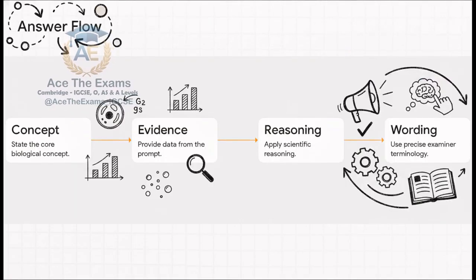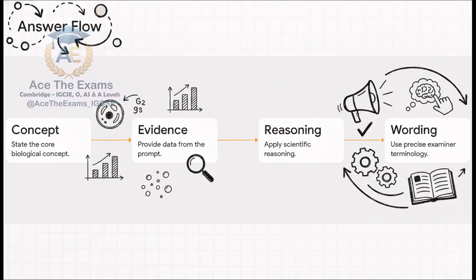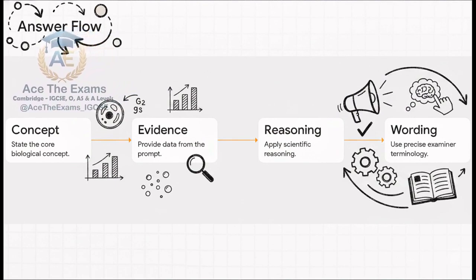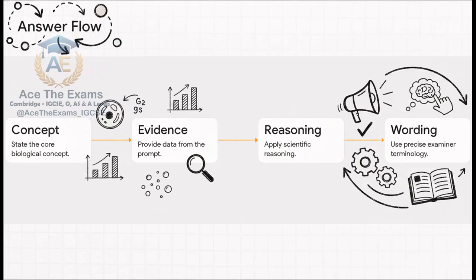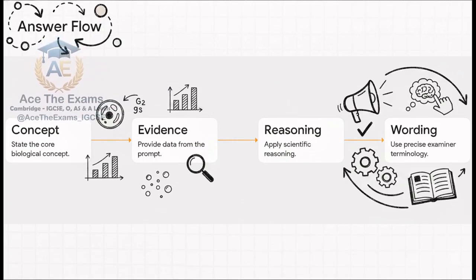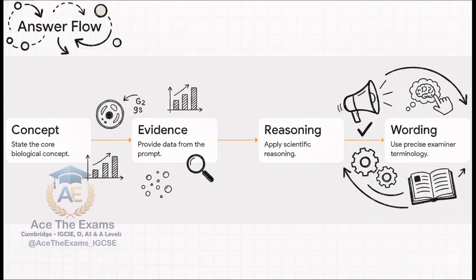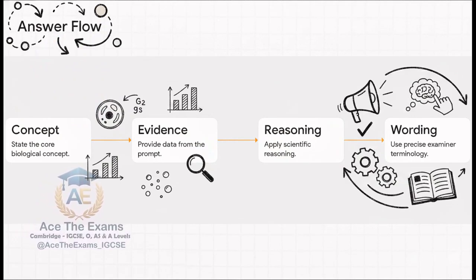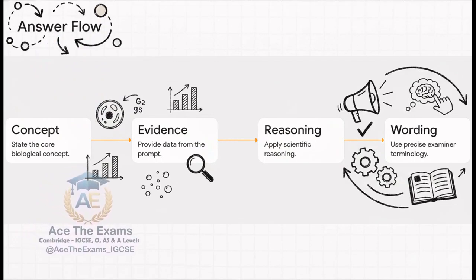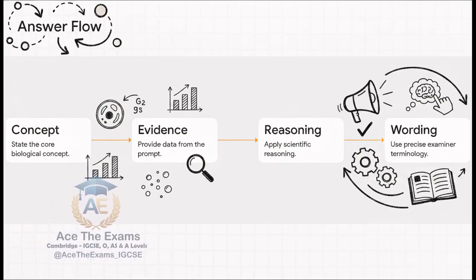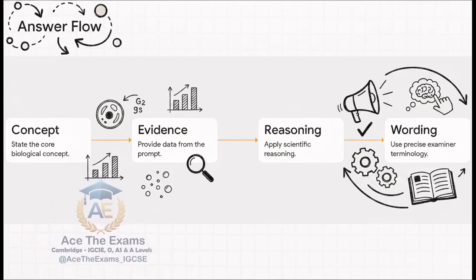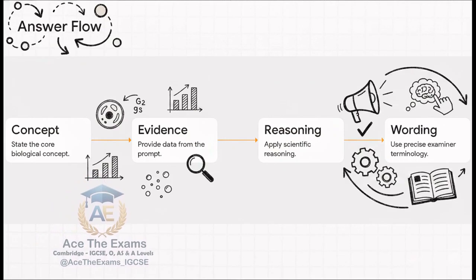So, how do we actually put all of this together under pressure? By memorizing this ultimate answer flow. It's simple. You start with the core concept. Then you back it up with evidence or data straight from the prompt. After that, you apply clear scientific reasoning to connect the two. And finally, you wrap the whole thing up using precise examiner wording and terminology. This is how you flawlessly translate the fundamental principles of gas exchange into the exact language the mark scheme demands. It literally builds a completely bulletproof response.